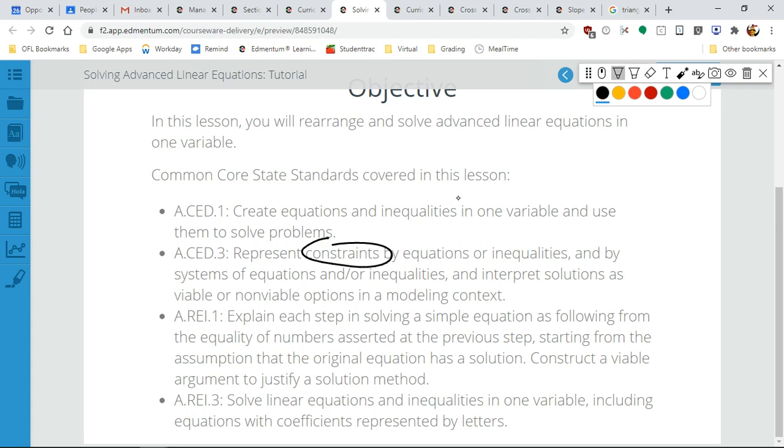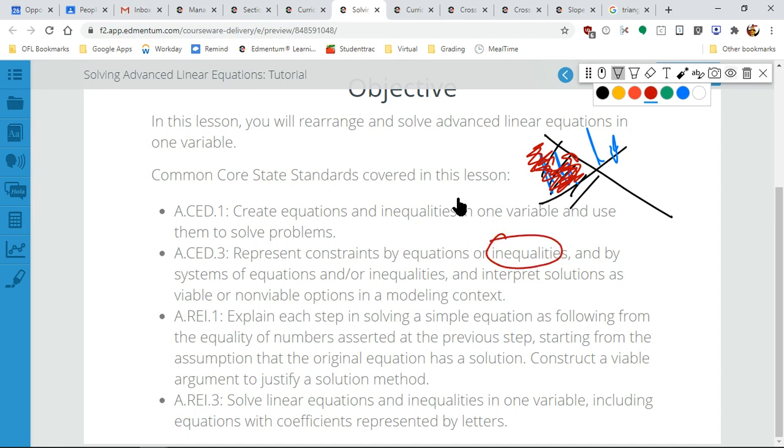Represent constraints of equations or inequalities with a system of equations. A system of equations just means we're going to have more than one function intersecting and stuff like that. And constraints is the idea of, let's say we want less than a line, but greater than another line. So we end up getting an area in the middle that constrains it. That's why it wants us focusing on inequalities, because inequalities are going to help us know where we're going to do it. Explain one-step solving.